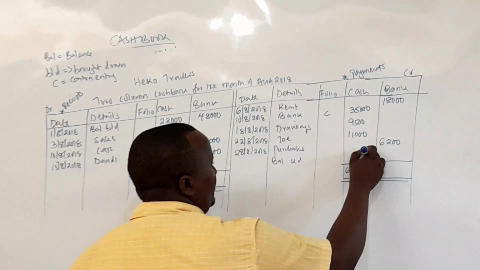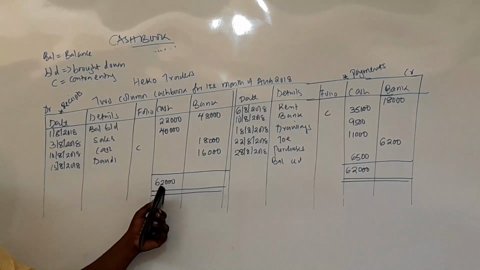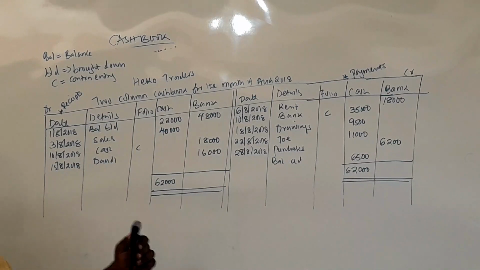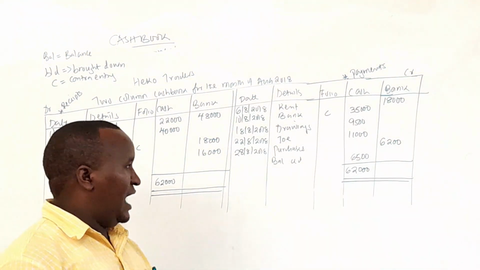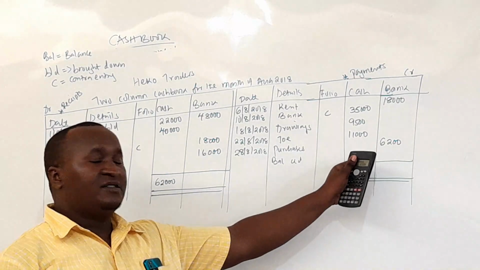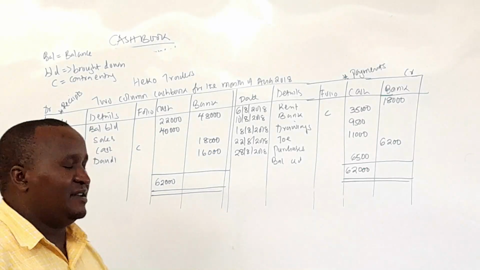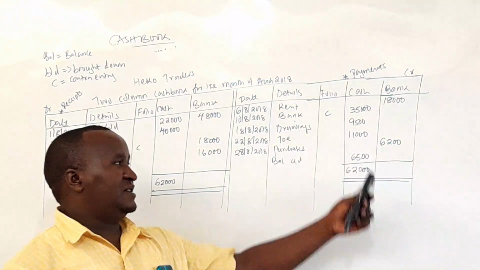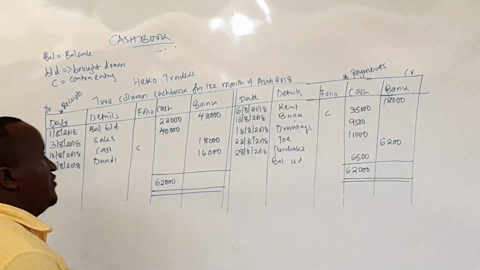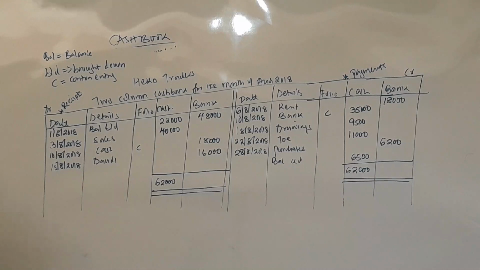6,500. It means that we received a total cash of 62,000. We made a payment of 55,500. The cash in hand that we're supposed to be having is what? 6,500, the balance. To get our cash till, if we look at our drawer, we should be having cash of 6,500. We do the same for the bank, add the total on the debit.